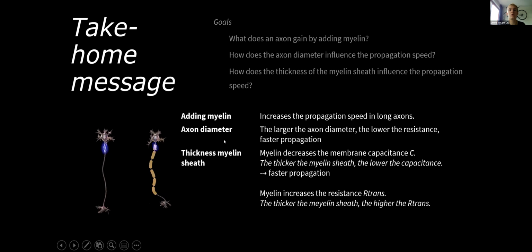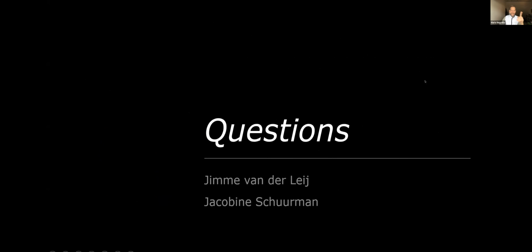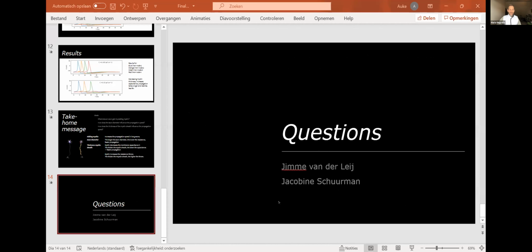Yes, and so we have shown what an axon gains by having myelin sheaths, and we would like to hear your questions. And the beautiful thing is that it was perfectly timed. So this was glorious. Excellent. Now I hope that there will be some questions. Questions, please. There are 3 minutes for questions.